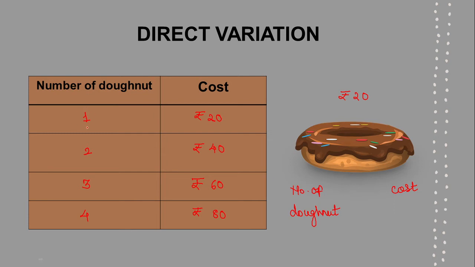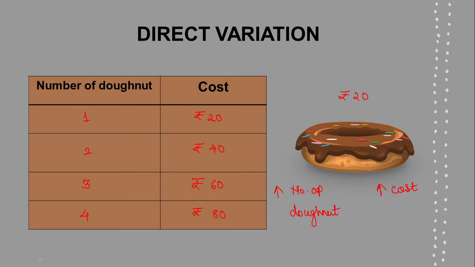Now what did you observe? You increase the number of donuts, like 1, then 2, then 3, then 4. Then what happened with the cost? Was it that you took one donut and paid 20 rupees, and then you took two donuts and the shopkeeper also gave you two donuts for 20 rupees? Will he do that? No. If you increase the number of donuts, he is going to increase the cost also. So what did we observe, children? If the number of donuts is increasing, then the cost is also going to increase. Definitely, if you take more donuts, you have to pay more money.